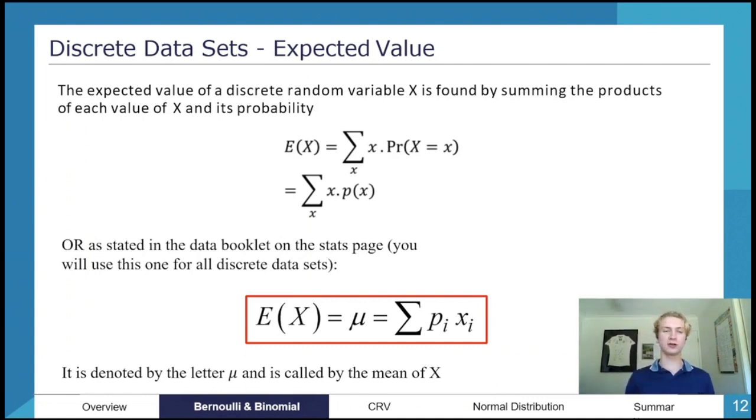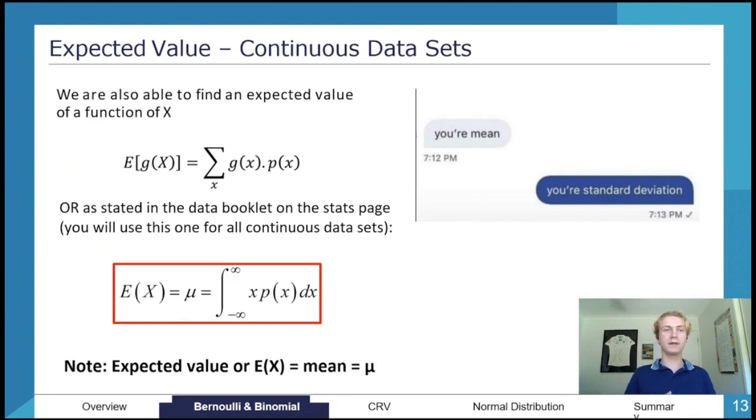Now, we denote the mean or expected value with the symbol μ, and we call it the mean of X. That is also the same as the expected value of X. So E of X is the same as the mean of X. They're both the same concept, we're just writing it in a different way. And it doesn't matter which one you write on your exams, as long as you write one of them with your working out. Okay.